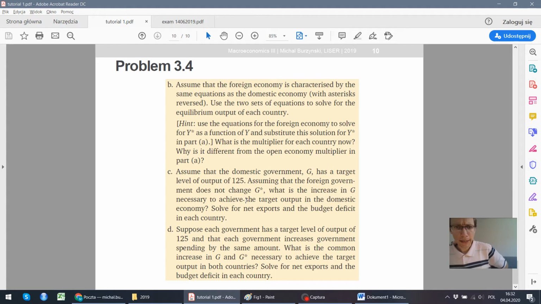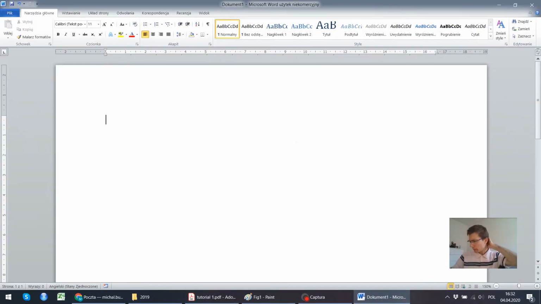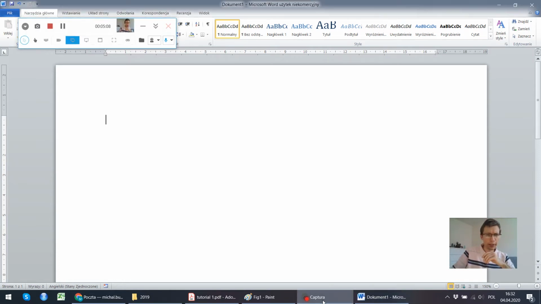Here the question is that one of the countries is increasing governmental expenditures to the level that the output will be equal to 125. And we are assuming that the second country is doing nothing. Now we are asked to solve for the new equilibrium on the goods market in the economy, and solve for the net exports and budget deficit in both countries. Okay, so let's go, and hopefully you have your notes with you regarding the previous solutions, so that we can immediately jump into solving.